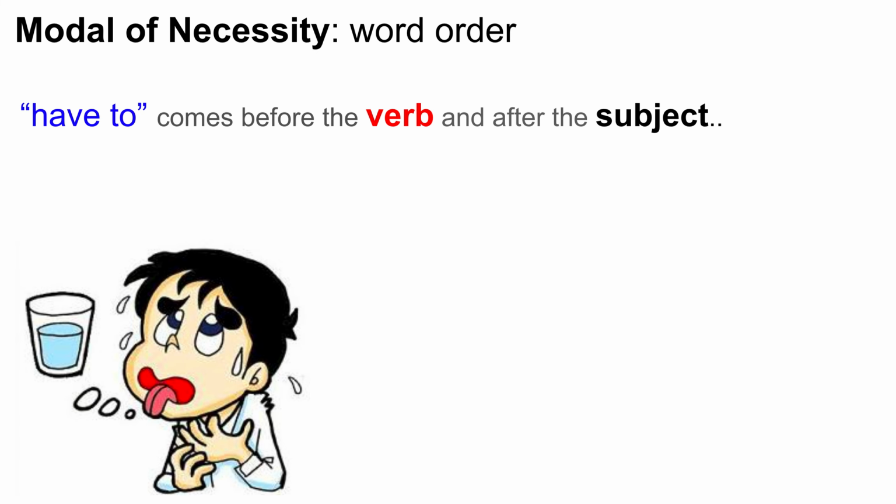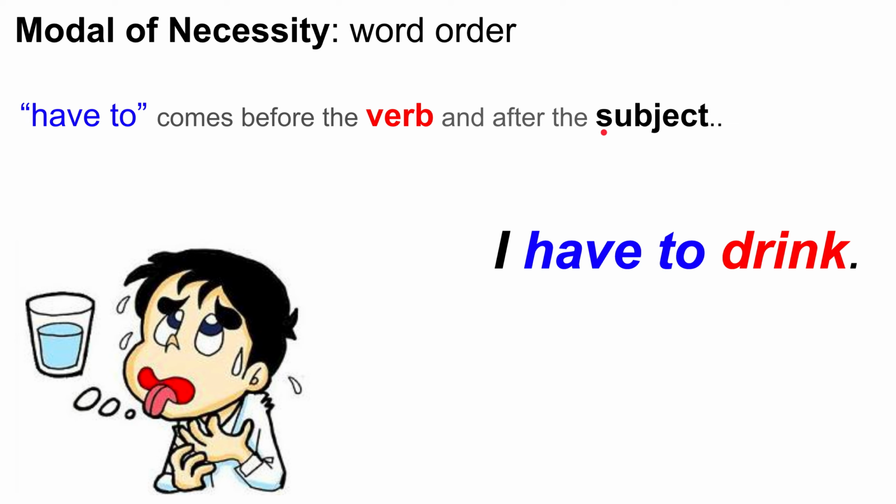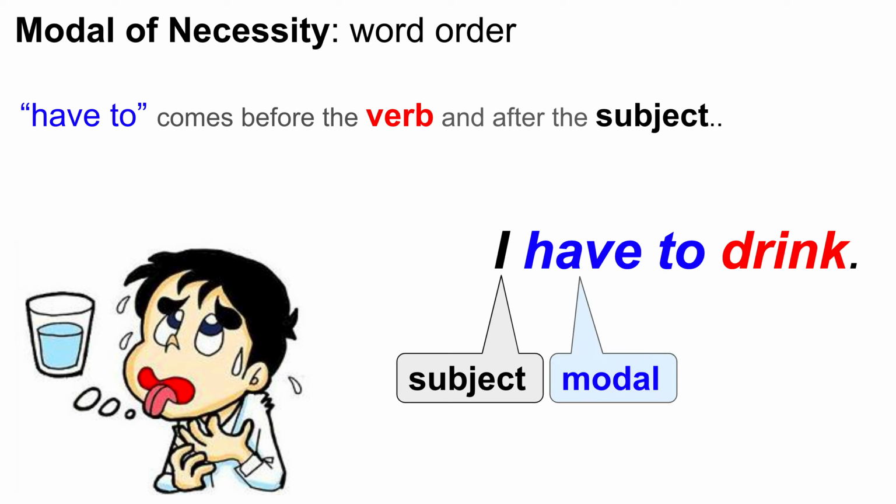Now let's look at the rules. The first rule is that have to comes before the verb, but after the subject. So here we have a sentence, I have to drink. I is the subject, have to is the modal, and drink is the verb. You can see how have to comes before the verb and after the subject.